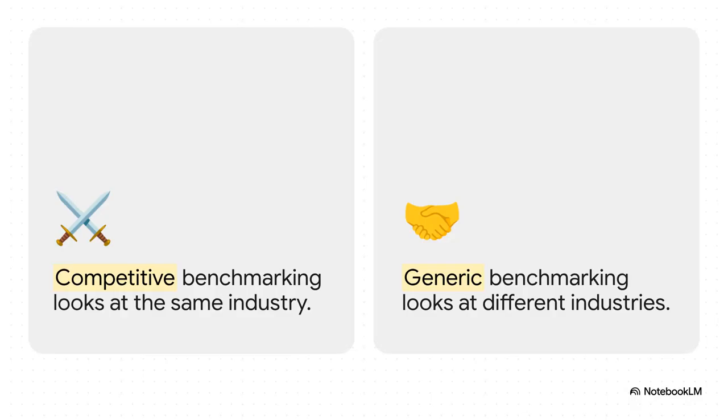Now, if competitive benchmarking is just too difficult or maybe too expensive, generic benchmarking is a fantastic alternative. Instead of looking at your own industry, you look at similar processes in entirely different industries. Because you aren't competing for the exact same customers, there is significantly greater collaboration and mutual benefit. For example, you could easily learn how a leading hospital manages its patient intake process and then apply those precise queuing lessons to your bank's customer service lines. It's a really smart way to innovate.